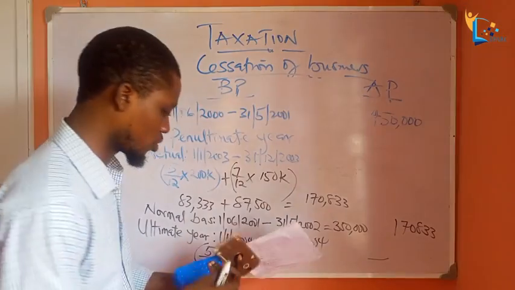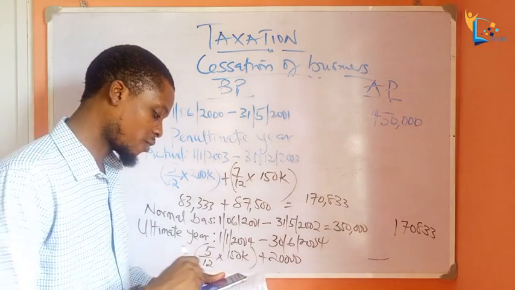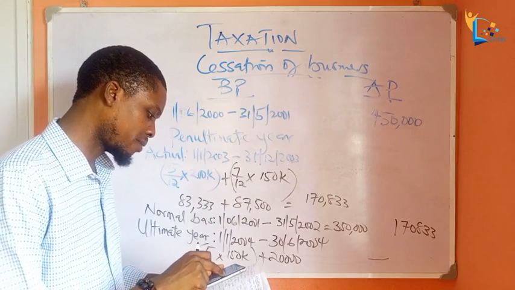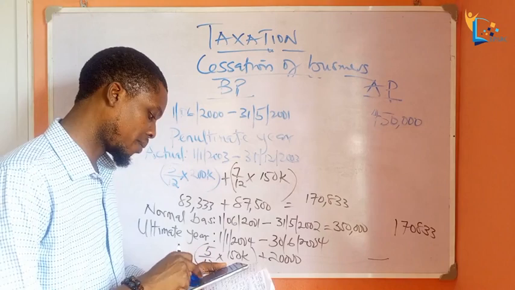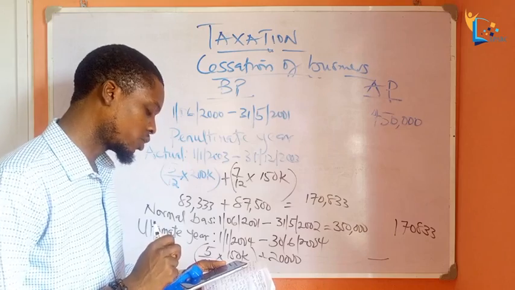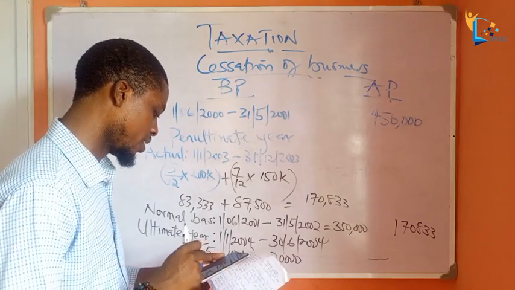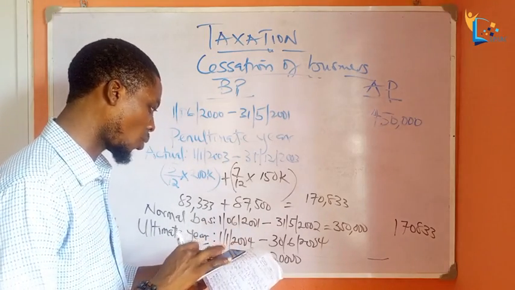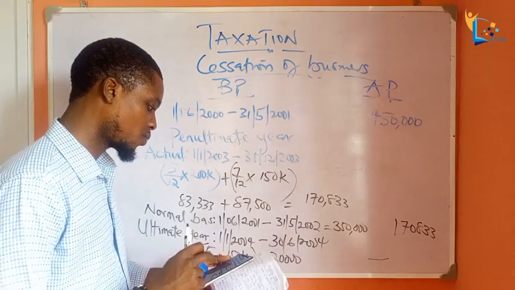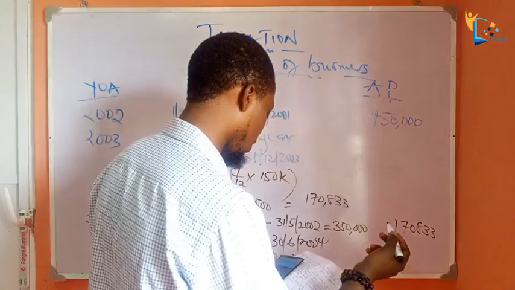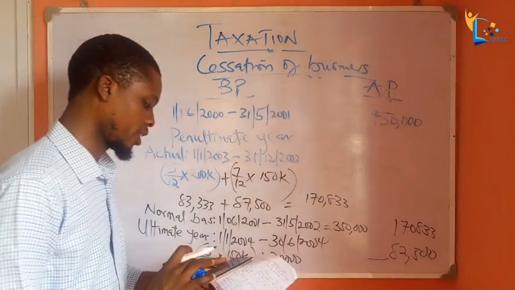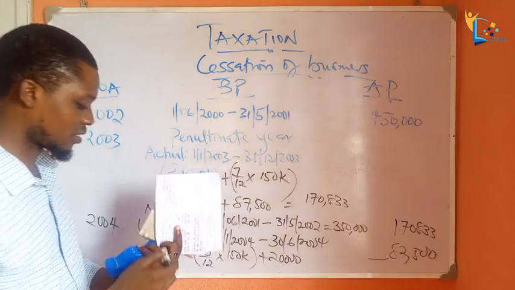So you add this amount here and this amount to give you 5 over 12 times 150. Okay, let's get it. 5 over 12. 5 divided by 12, okay, times 150K, which is 62,500, okay? 62,500 plus 20,000, which is 82,500 naira. 82,500. Okay? So this is it.